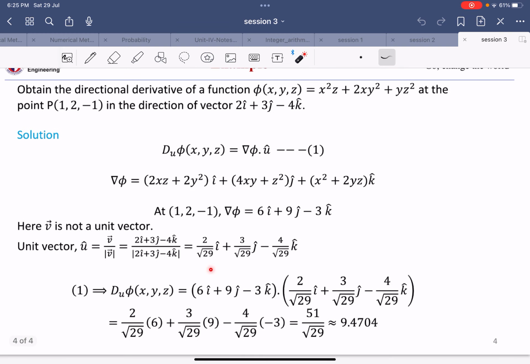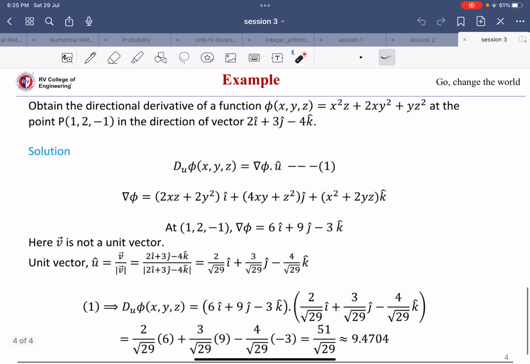So we have already found gradient of phi at the given point, and we have just found the unit vector. So gradient of phi dot u cap, the dot product, gives us the value of the directional derivative as 51 by root 29, which is approximately 9.4704. This is how we obtain the directional derivative of a given function in the direction of a unit vector.